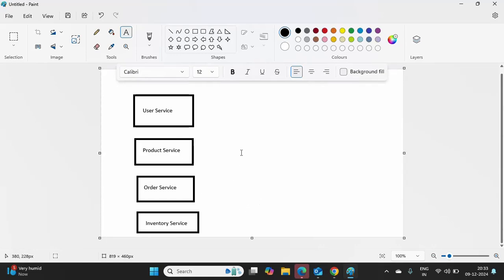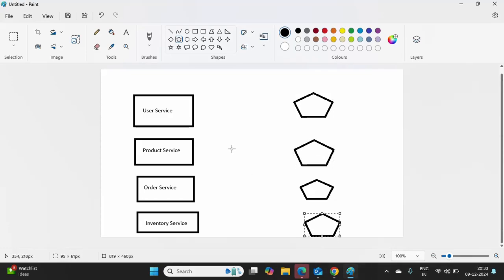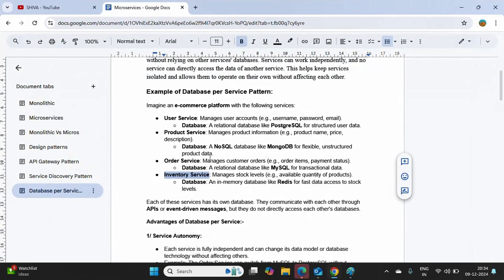Now each service is going to have its own database. This is one database, this is one more database, this is one more database, and this is one more database. That means I have four databases for the four services. Now let's think about what the user service will do. The user service will store only user information and manage user accounts. If you want to log in to the e-commerce platform, you need to enter your username and password, right? That type of information is taken care of by the user service.